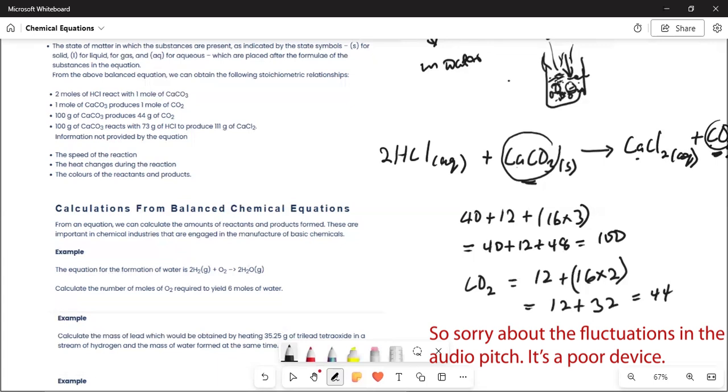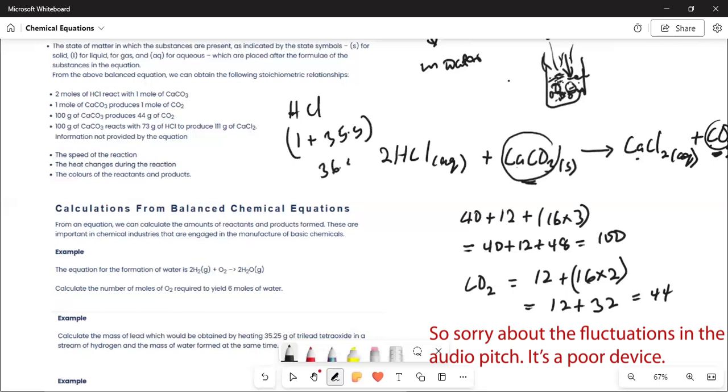Also, 100 gram of calcium carbonate reacts with 73 gram of HCl to produce 111 gram of calcium chloride. That is the stoichiometry we are talking about now. When you say stoichiometry, we're talking about the mole to mass ratio. So 100 gram of calcium carbonate reacts with 73 gram of HCl to produce 111 gram of calcium chloride. This 73 gram again is from the molar mass of HCl. For HCl, the mass of hydrogen is 1, that of chlorine is 35.5. Then 1 plus 35.5 is 36.5.